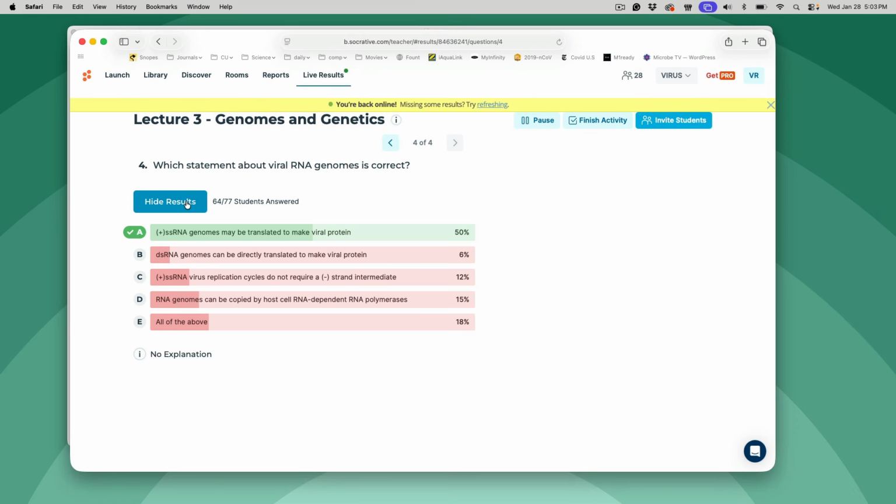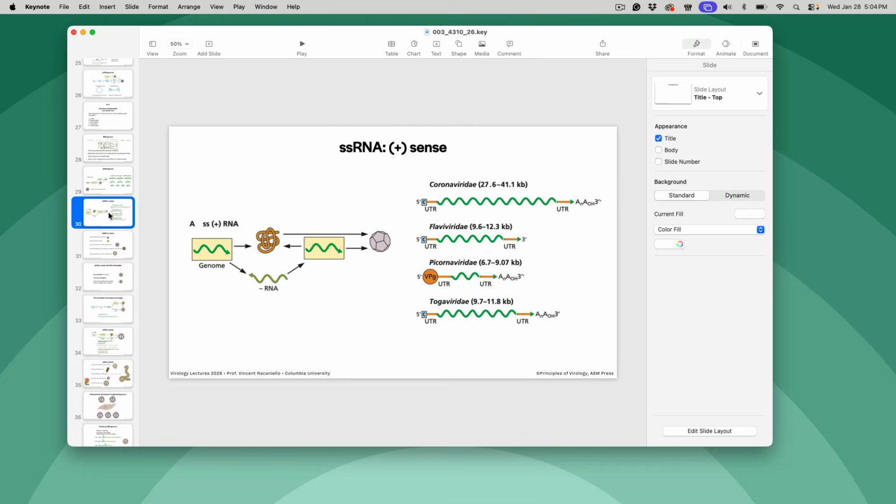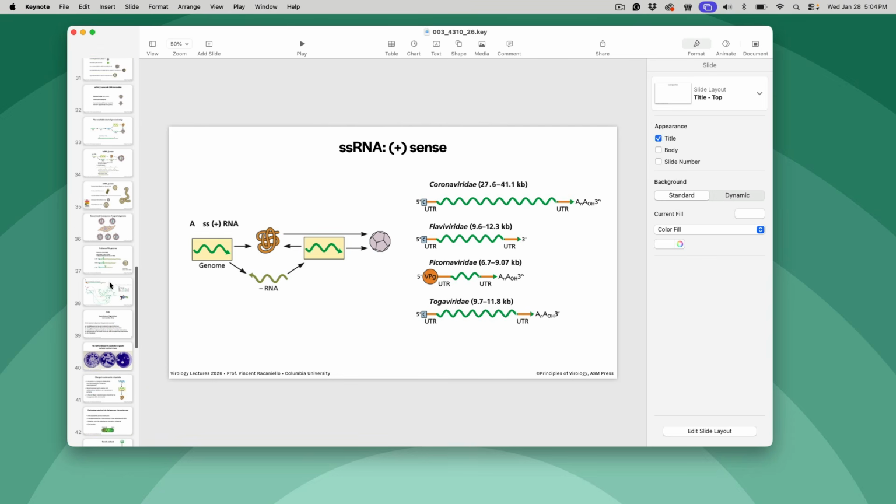Then you said plus virus replication doesn't require a minus strand. It was on multiple slides that to get from plus to more plus, you need to go through a minus intermediate. And then finally, RNA genomes can be copied by host cell RNA polymerase. There is no such animal. Let me show you the slide that says that. Mammalian cells do not have RNA-dependent RNA polymerase, so the virus has to have it itself. But anyway, here's a plus sense RNA going through a minus strand intermediate to make more plus RNAs. So those are the answers there.